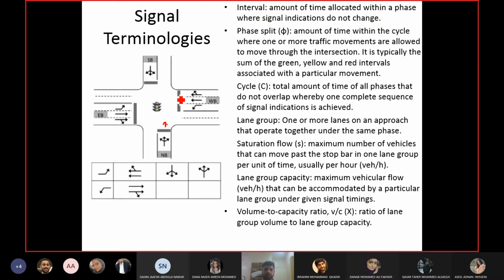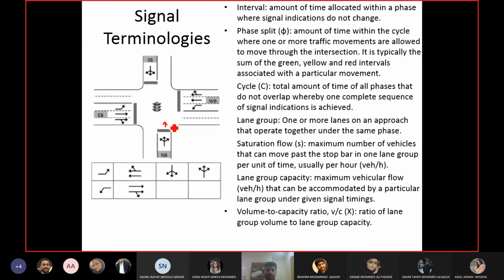Okay, that also means that the other sides are receiving red, and no other side will change its indication until this green changes to something else. Or, yeah, you can have overlapping as well, but that will also be considered as another interval.